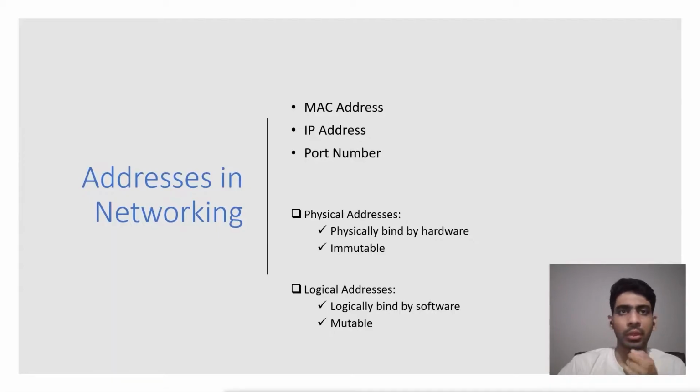Before talking about IP addresses, let's talk about what addresses are available in networking. So we have MAC address, IP address, and port number, but port number is actually also an address when it is taken alongside the IP address, and we call it socket address. So basically, socket address is the combination of IP address and port number. I'll talk about that in the next slide. And before moving on, let's talk about the differences between these addresses.